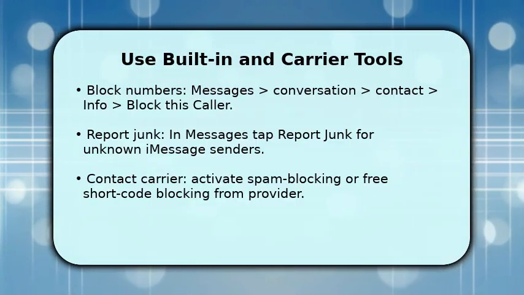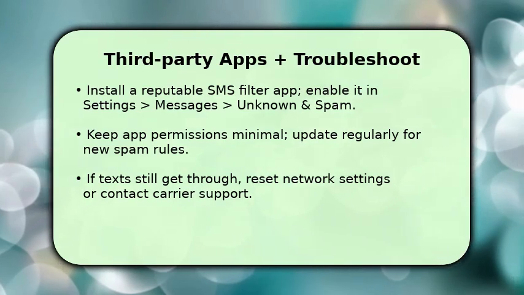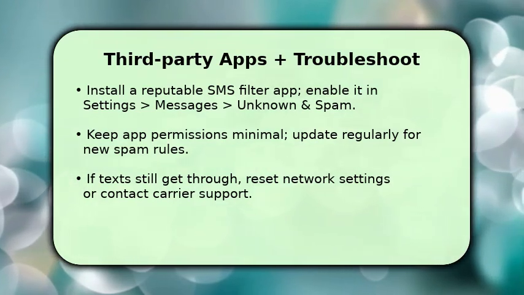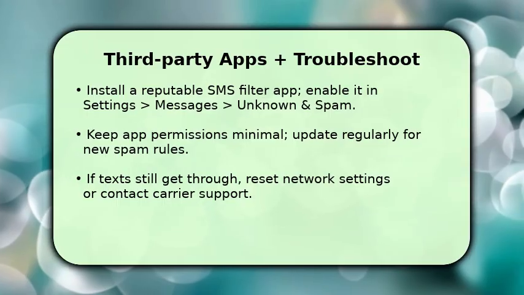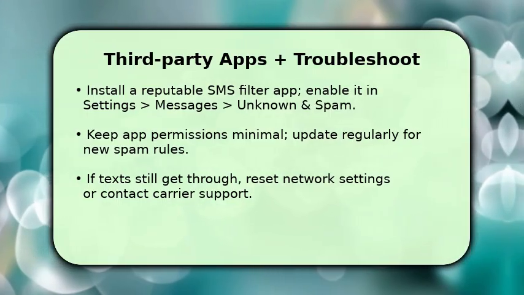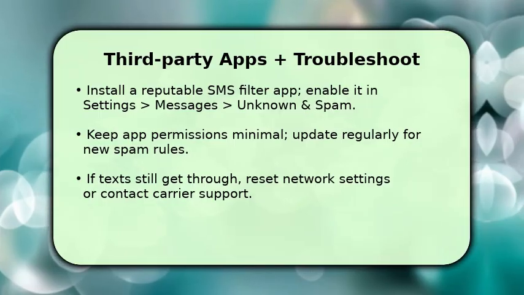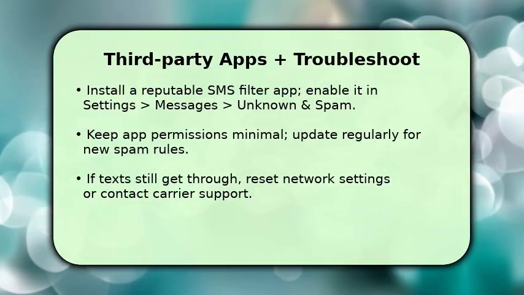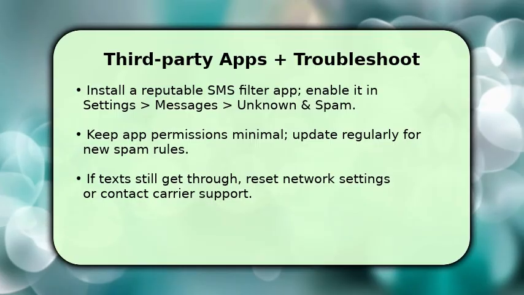Finish by adding a third-party SMS filter app for machine learning spam detection. Choose one with strong reviews and enable it under Settings, Messages, Unknown and Spam. Once enabled, make sure the app has only necessary permissions and update it often so new scam patterns are blocked.